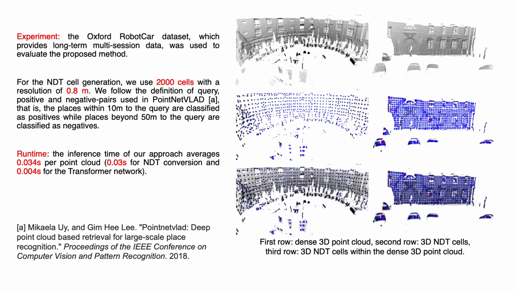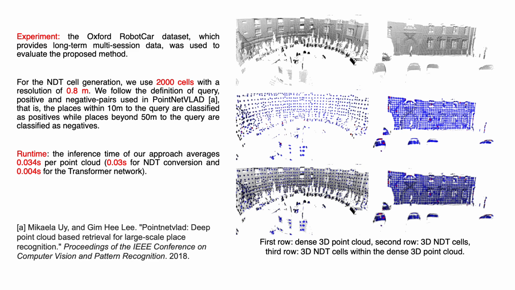In our experiment, the Oxford RobotCar dataset is used for learning and evaluation. For the NDT cell generation, we convert the dense point cloud map to NDT cells and then downsample to 2000 cells with a resolution of 0.8 meters. We follow the definition of query, positive, and negative pairs used in the PointNetVLAD paper. That is, the places within 10 meters to the query are classified as positives, and the places beyond 50 meters to the query are classified as negatives.